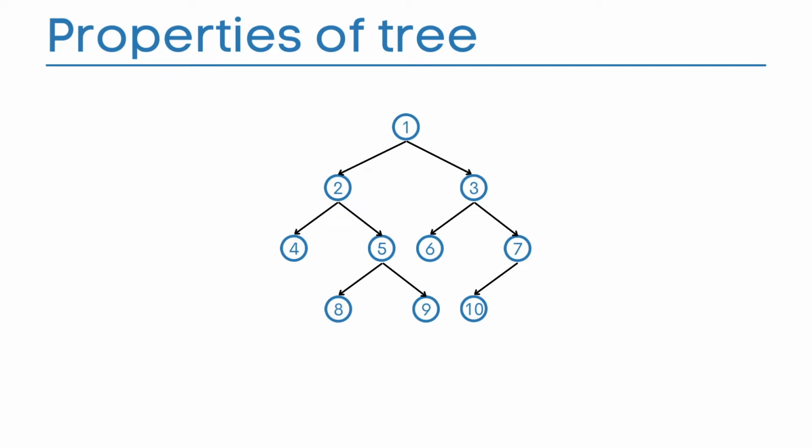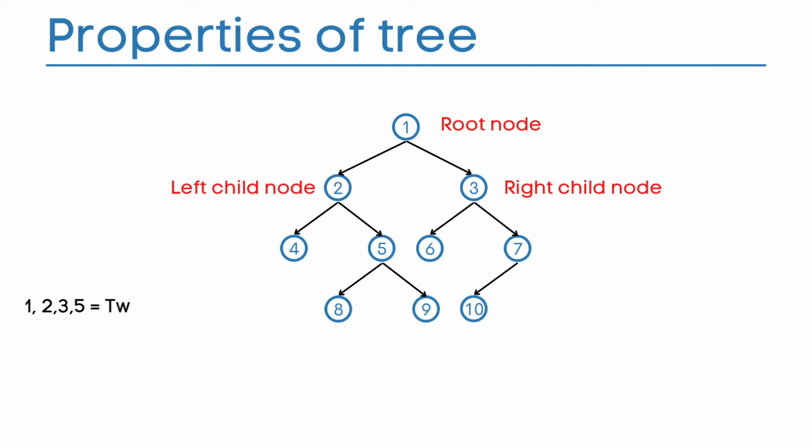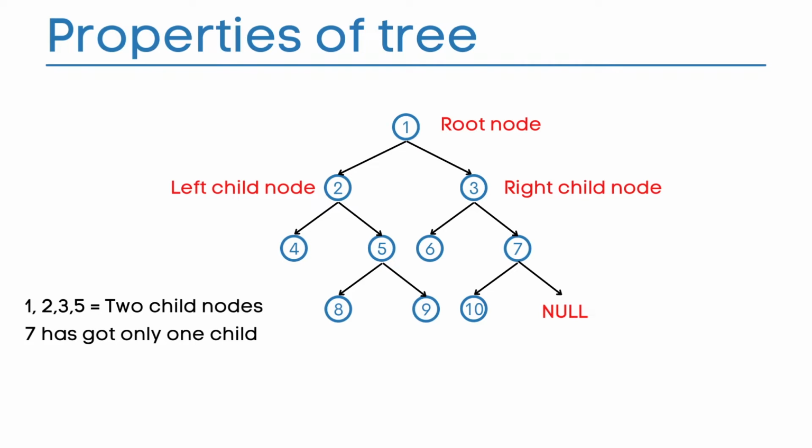We call the 2 children of a node the right and left child nodes. We saw in our previous video that the topmost node is the root node, and it has 2 child nodes. 2 is the left child of the root node and 3 is the right child of the root node. Nodes 1, 2, 3 and 5 have both right and left child nodes. But node 7 has only a left child and the right child is not there. In programming languages, we can say that the value for the right child is null. All the nodes that do not have right and left child nodes are leaf nodes. So here 4, 6, 8, 9 and 10 are leaf nodes. For all these nodes, both left and right child node values are null.